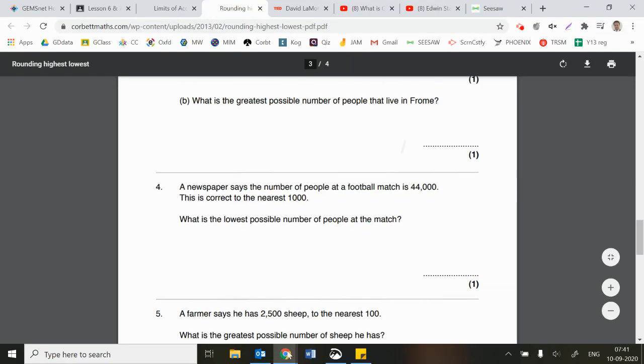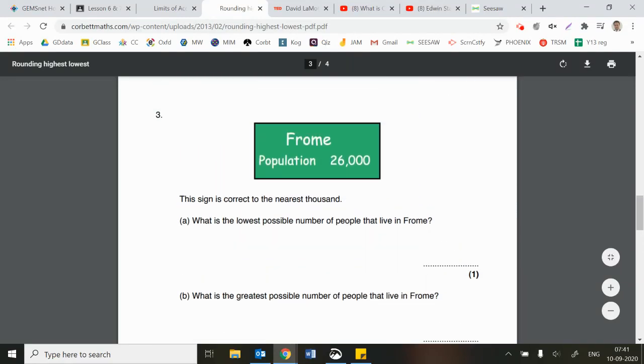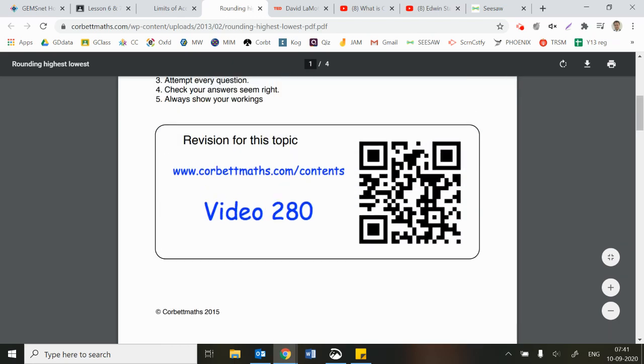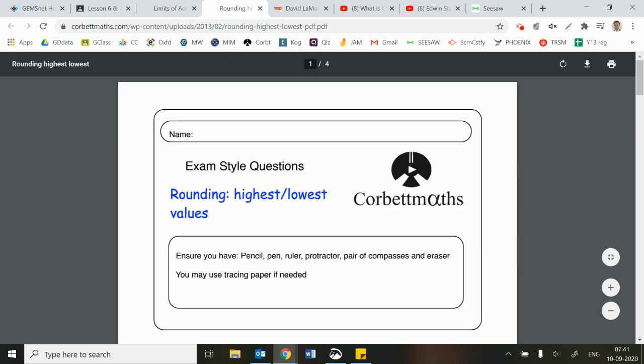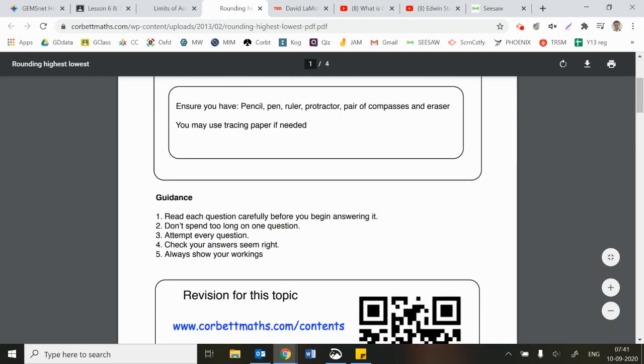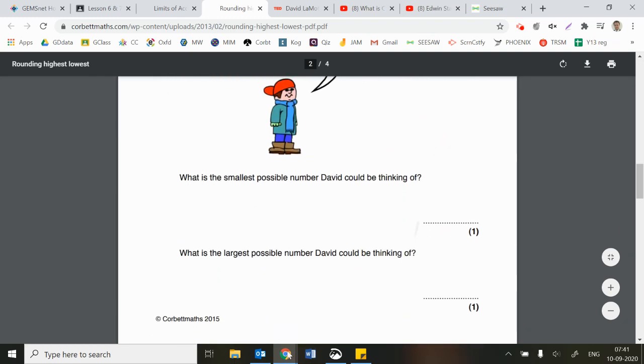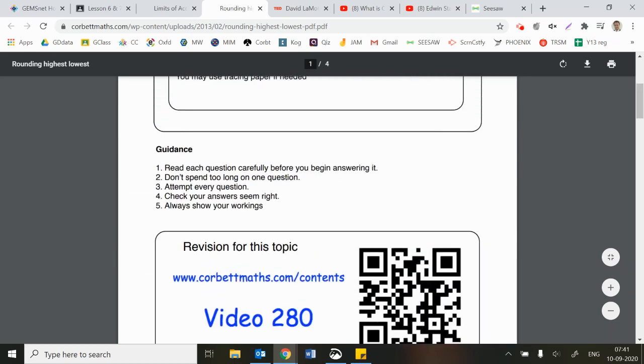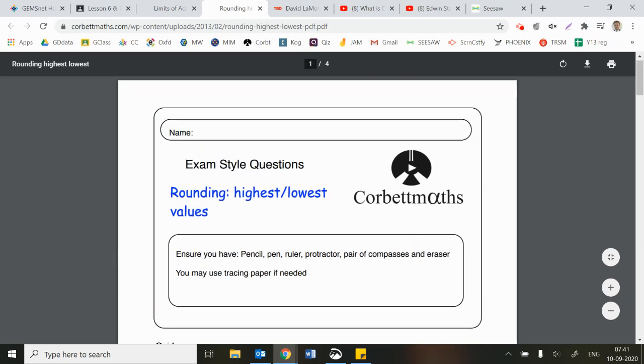Hi there, guys. We're looking at upper and lower bounds here, or what's sometimes called limits of accuracy. I'm going to take an exam style question from the Corbett Maths questions, question 4. This one's called rounding the highest and lowest values. So what we're going to do is the reverse of rounding here.